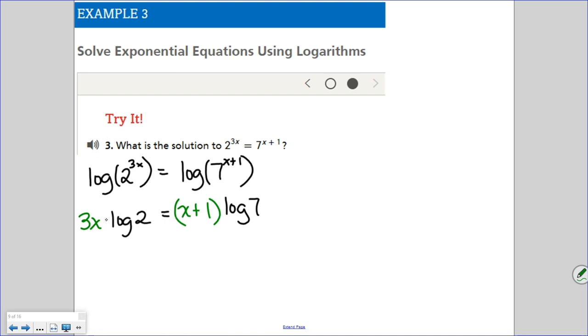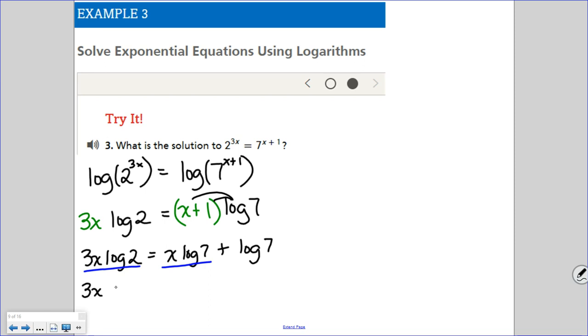Now I've got an x here, I've got an x there. I need to get all my x's on one side. So the first thing I'm going to do, I'm going to distribute this log of 7. So now the left side is 3x log of 2 equals x times the log of 7 plus 1 times log of 7 is log of 7. And I see that there is an x in this term and an x in that term. So I'm going to get all my x's to one side. So I'll subtract the x log 7 on both sides. So 3x log of 2 minus x log 7 equals the log of 7.